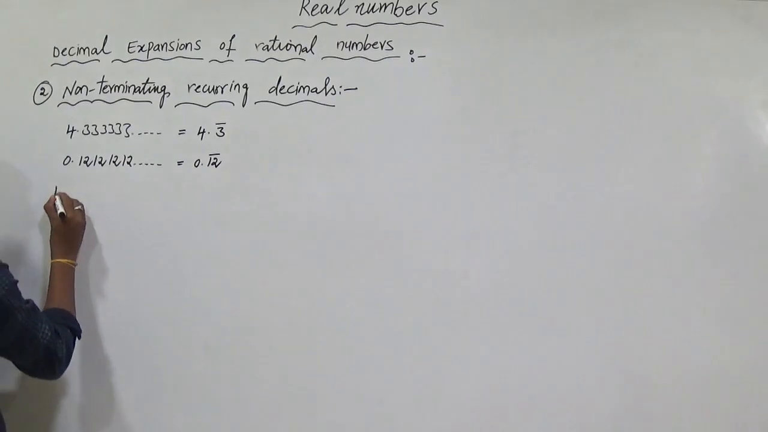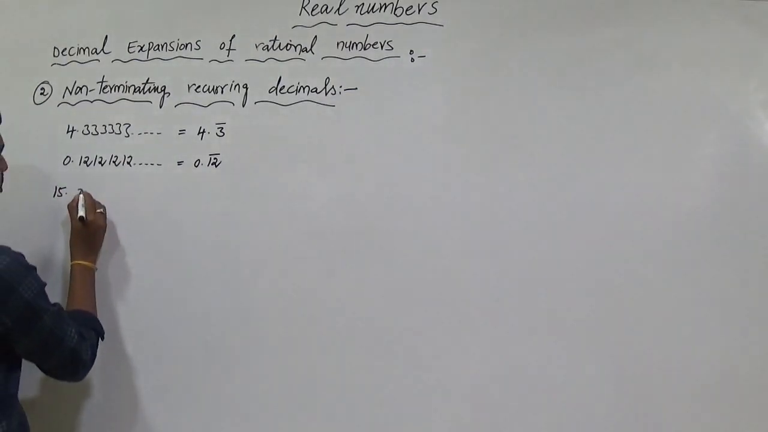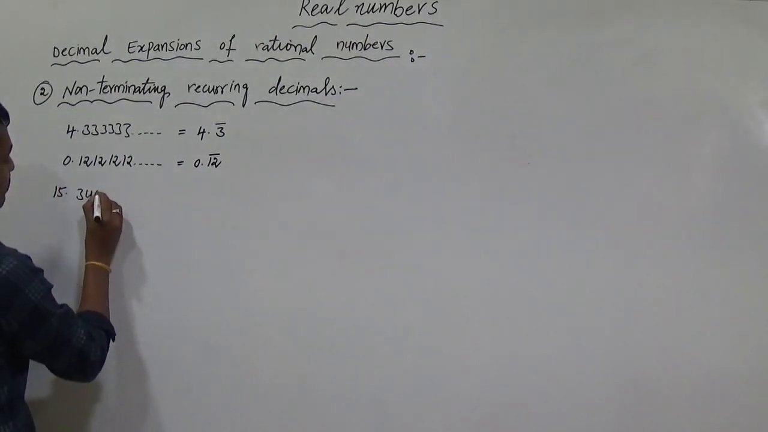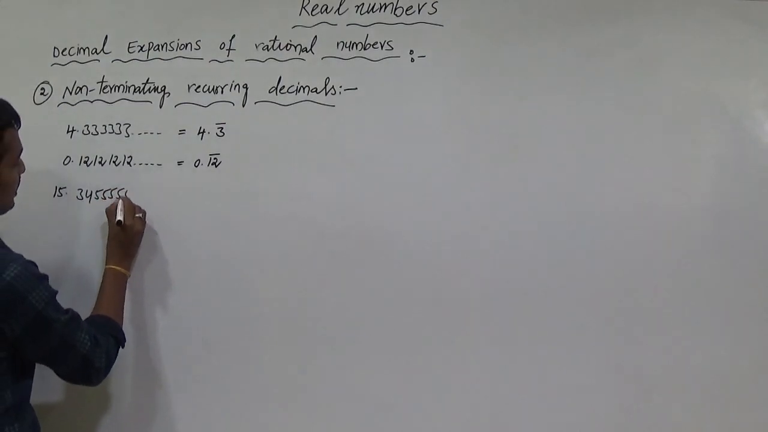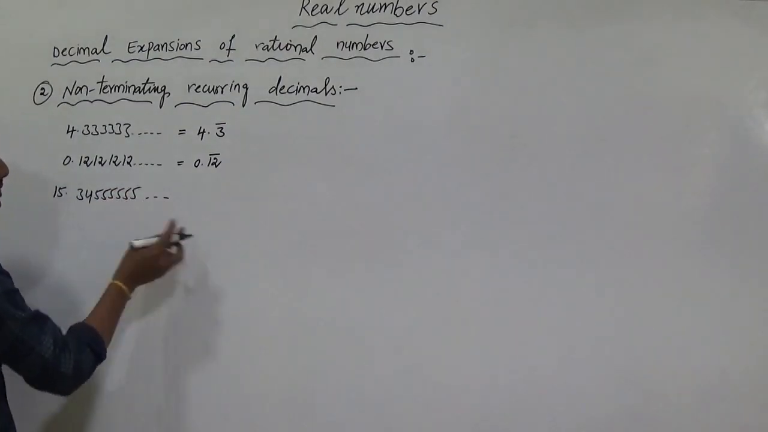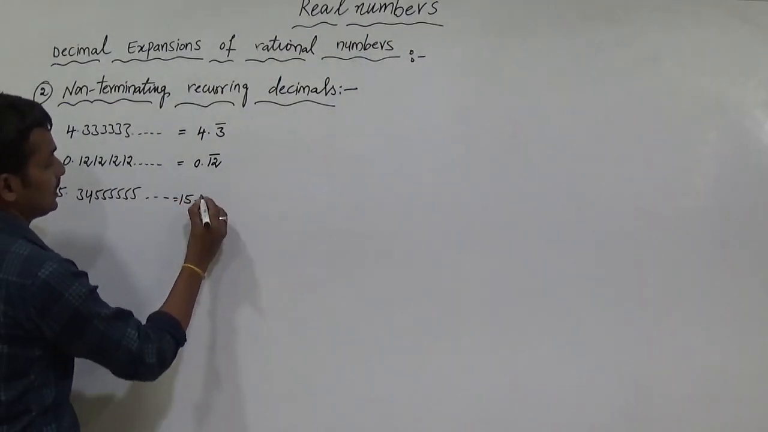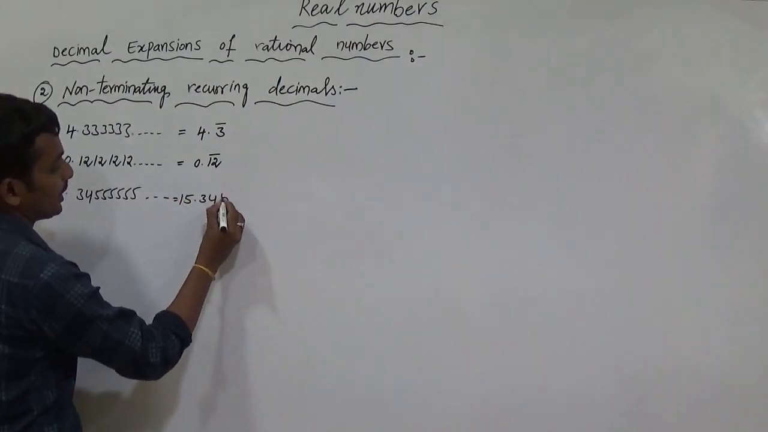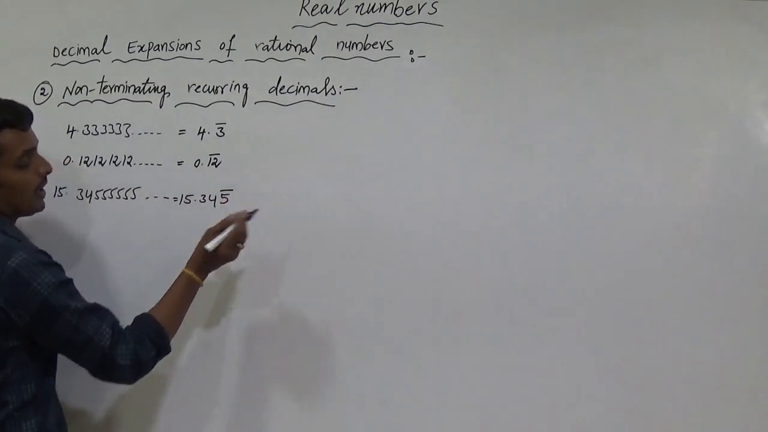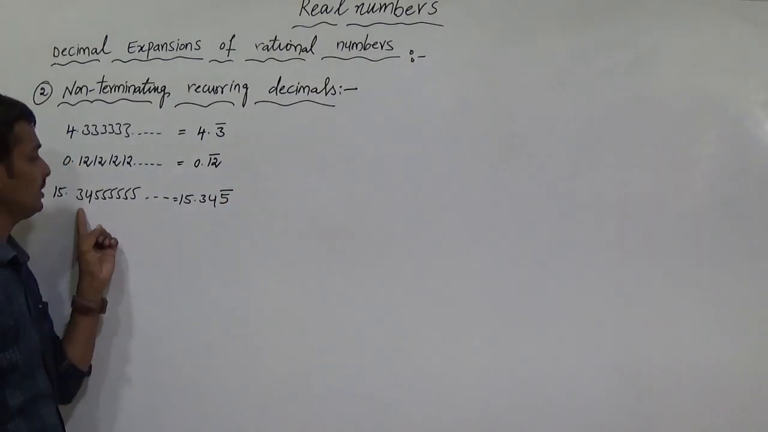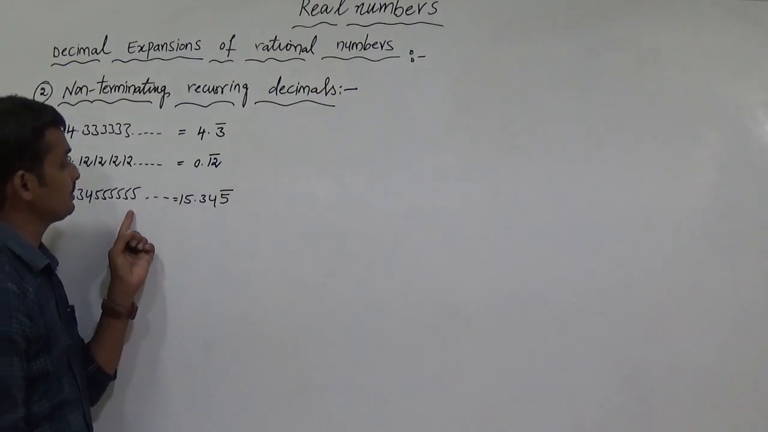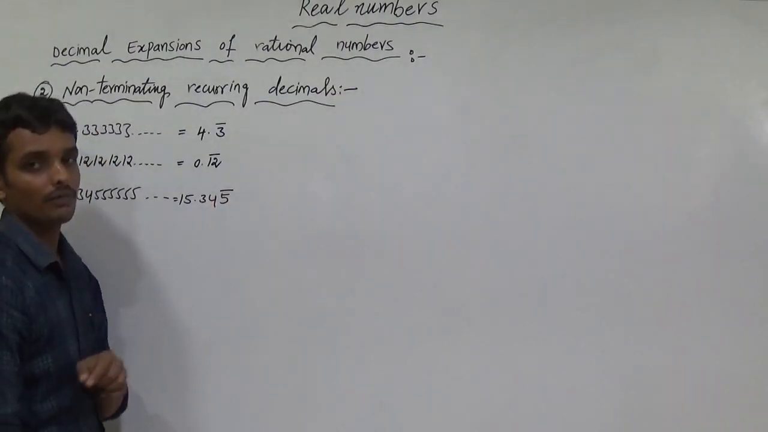For example, we have 15.34555555 and so on. Now we write this as 15.345 with a bar only over the 5, not over 3 and 4. Only here, after 3 and 4, the 5 is repeating. That's why I keep the bar only over the 5.